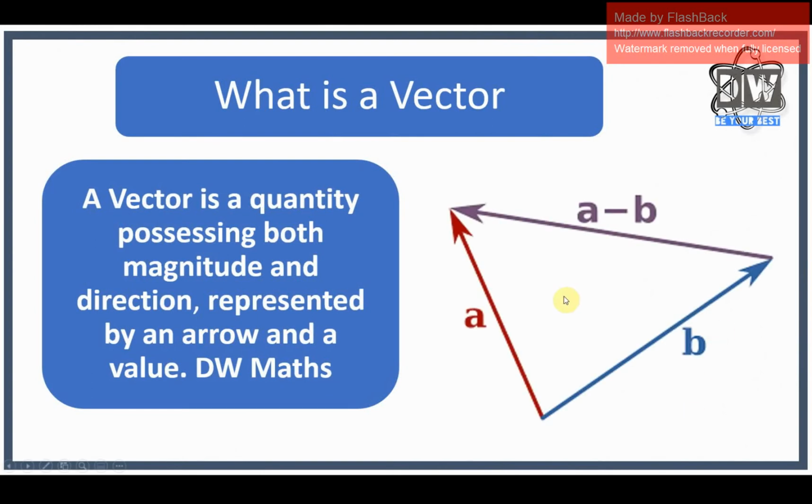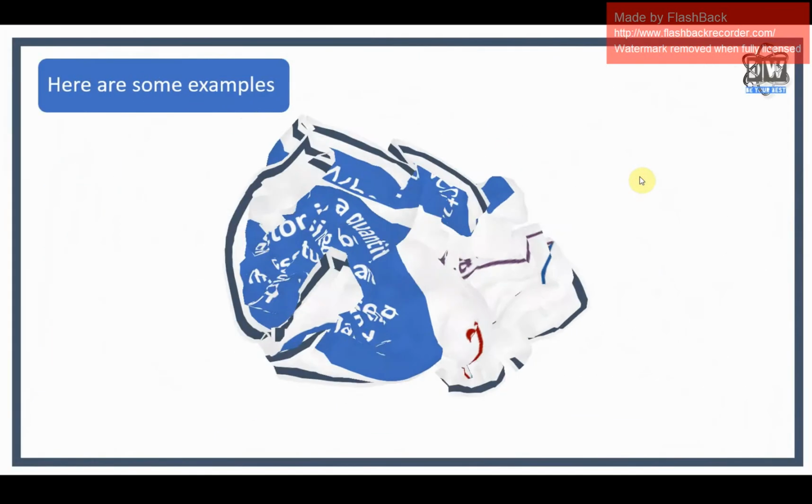So here go some examples. We can see here that we've got an arrow. It's got a direction and it's got a value here. We've got another one with a direction and a value, which is B, and the last one has a direction and a value, which is A minus B. Do not be confused about this. We'll go over all these in more detail as we go along, and it is really, really simple.